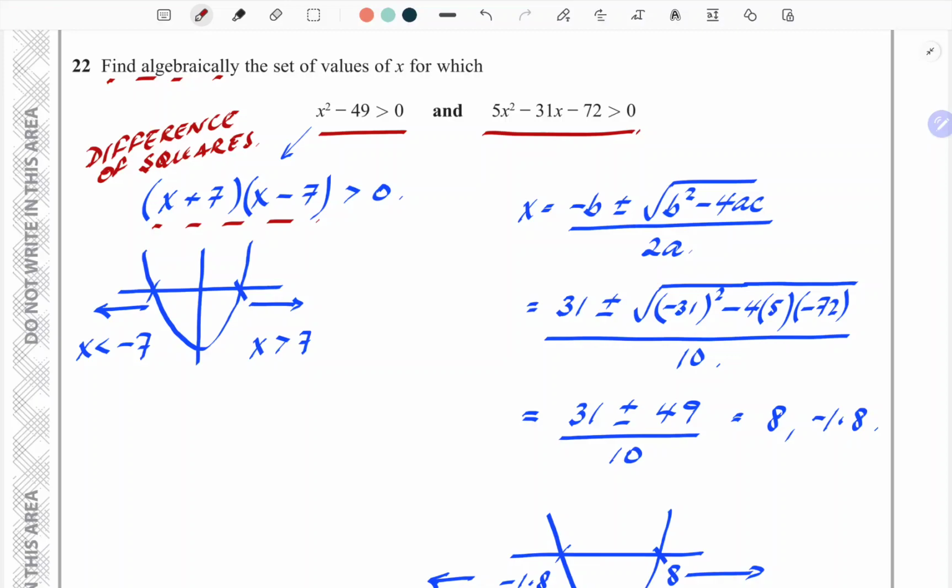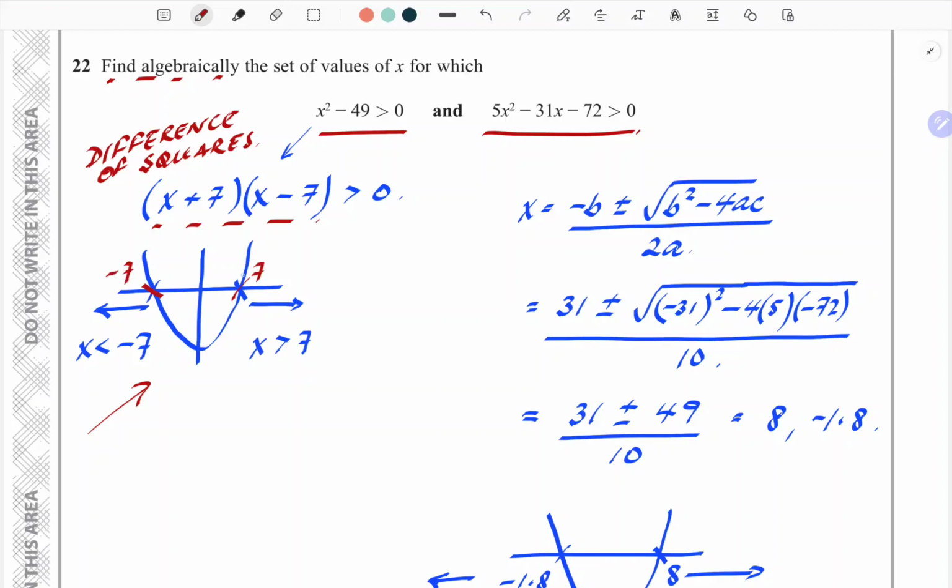And I think it's difficult to do these entirely in your head. So make sure you do a little sketch like that. This one, very simple, quadratic. And we know that it goes below the x-axis. And that point there is 7. That one there is minus 7.